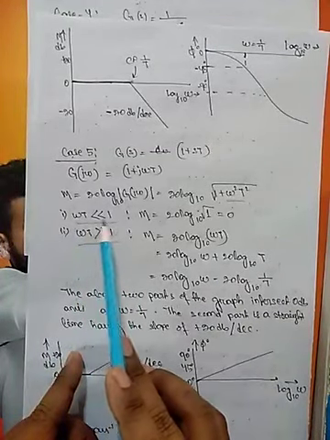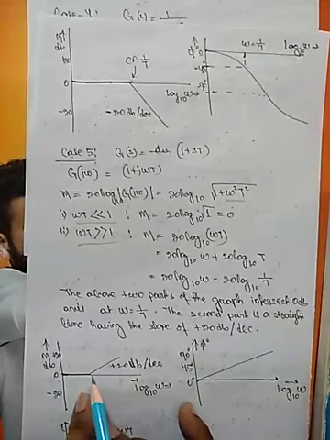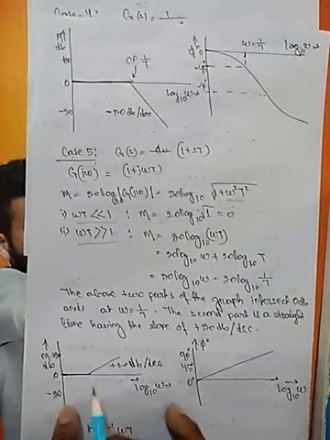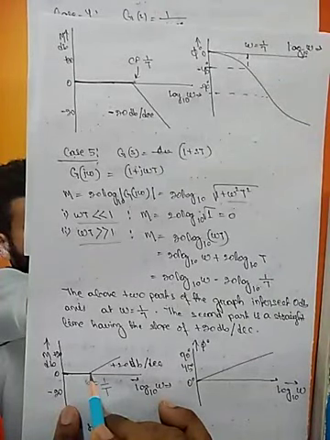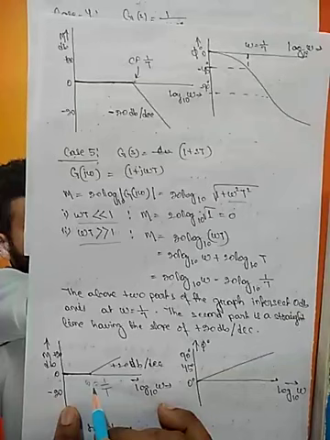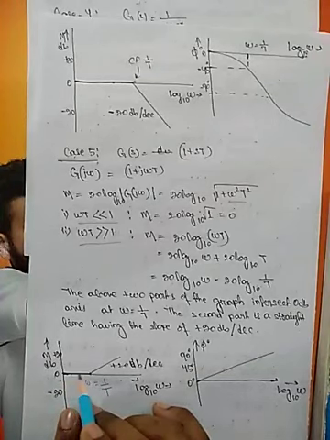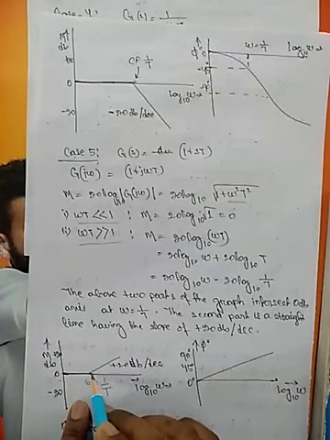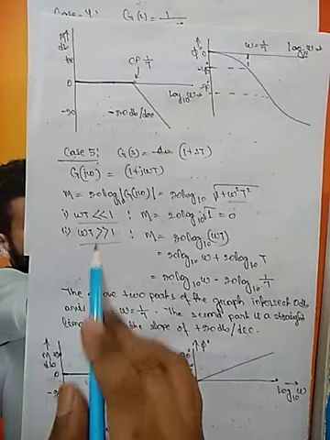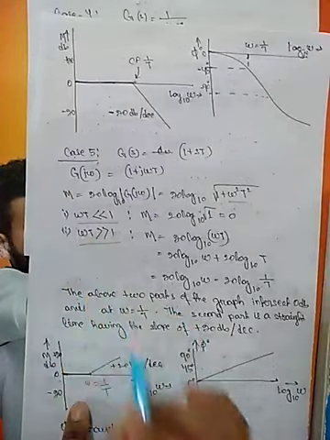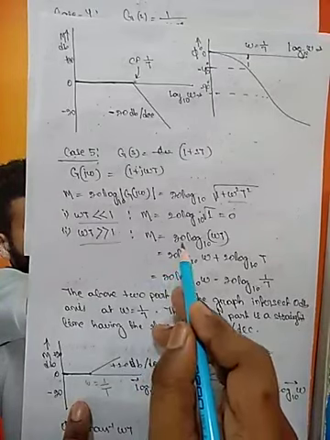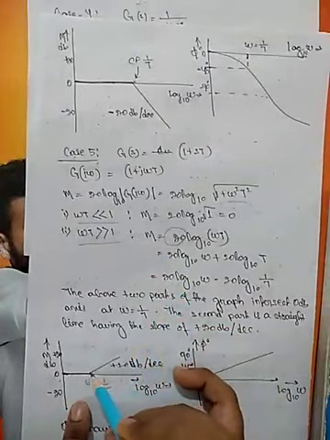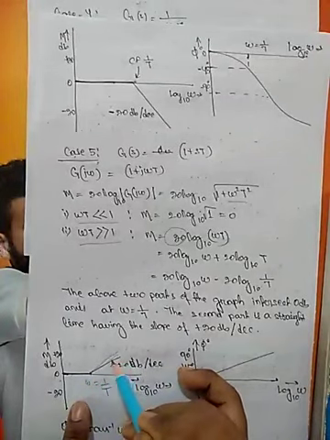When omega T is less than 1, magnitude is 0, up to this point, which shows a corner frequency, that is omega equal to 1 by T. When omega is less than 1 by T, or omega T is less than 1, then magnitude is 0. Then when omega T is greater than 1, or omega is greater than 1 by T, the right side portion you see, the magnitude is a straight line having a slope of plus 20 dB per decade.